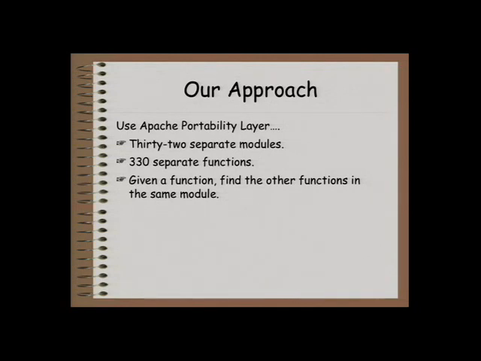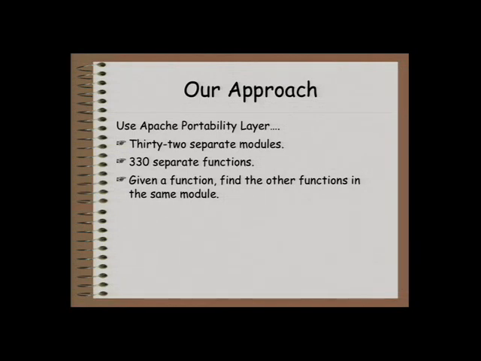The Apache portability layer has 330 functions, grouped into 32 modules. The problem we set was: we take each module and use each function in the module as a query. Given the function in the module, the recommender system should return other functions in the same module. That's the task we set.